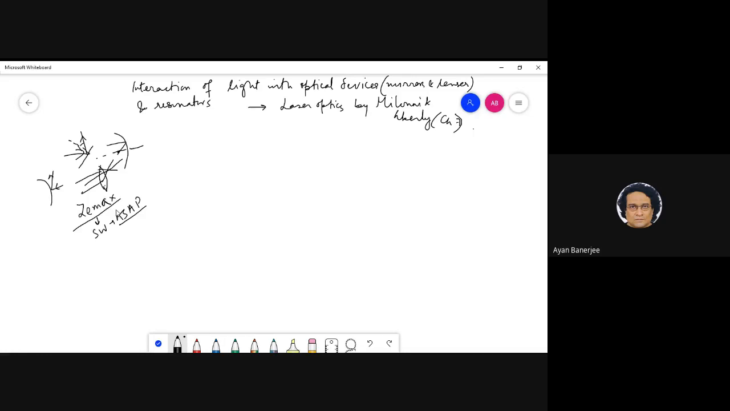So this is essentially how light interacts with lenses and mirrors. The other part that is much more complex is resonators. I will actually show you some pictures.